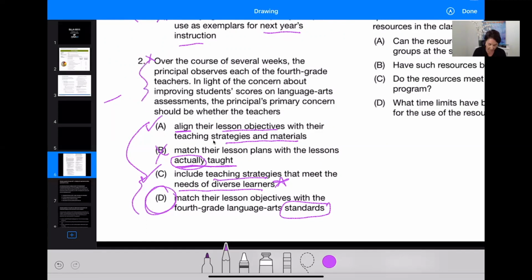Now let's take a look at the question. Always check to make sure. Over the course of several weeks, the principal observes each of the 4th grade teachers. In light of the concern about improving student scores on language arts assessments, the principal's primary concern should be, well, what are the language arts assessments modeled after? The state standards. Now, all of these answer choices seem reasonable if you are a teacher and you're planning, or if you're leading teachers and you're looking at what teachers are doing. All of these answer choices are reasonable, but there is one. What should be the principal's primary concern?